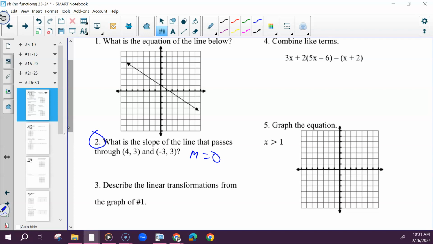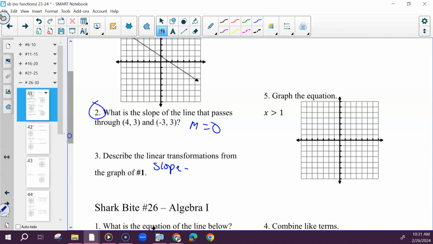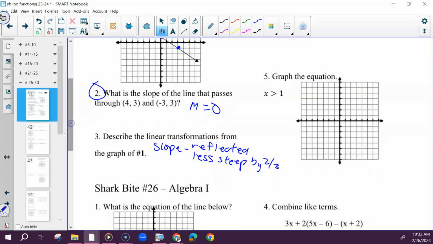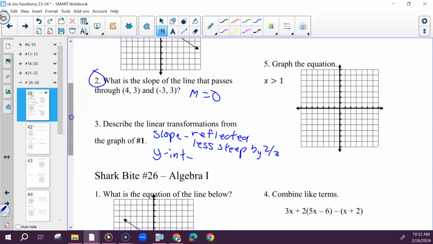For number 3, for the graph that has a y-intercept of 1, the other one we'll do in a second. To describe the linear transformations, that's your steepness, and your y-intercept is shift up or down. So for your slope, 2 things happen. It's negative, so it was reflected. And the slope is no longer 1, it is 2/3, so it's less steep by 2/3. And then the y-intercept is no longer at 0, it's up 1, so it was shifted up 1.